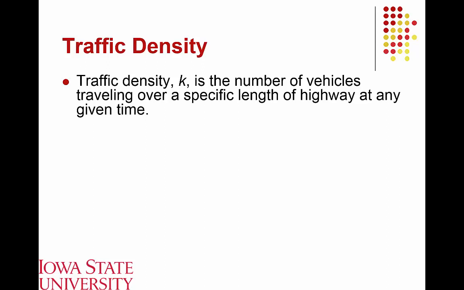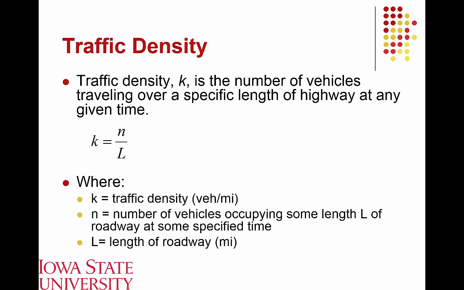The third of the three fundamental characteristics, traffic density, denoted by K, is simply equal to the number of vehicles that we would observe over some segment of a given length. So if we were able to take an overhead image from satellite imagery, for example, and simply count the number of vehicles we see over a 1 mile segment, that would be our measure of traffic density. So density is simply equal to our number of vehicles divided by that length of roadway, with the common unit for density being vehicles per mile.